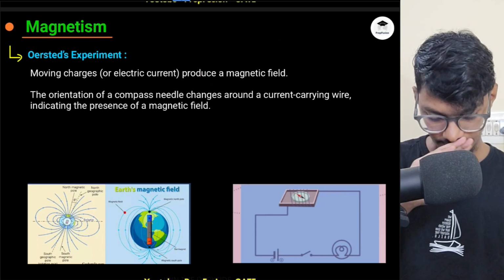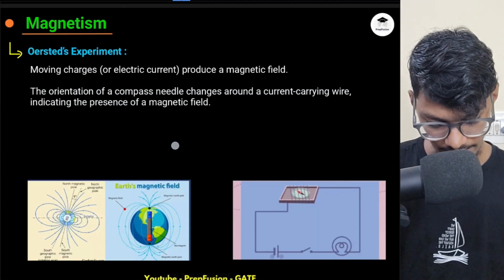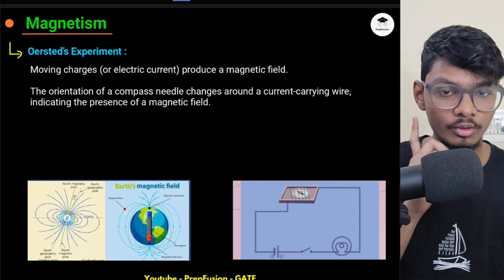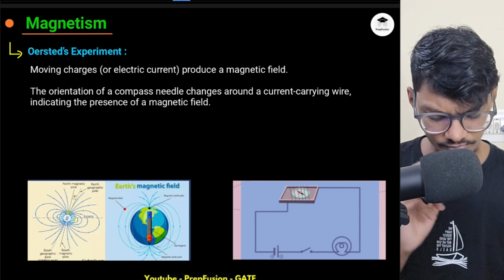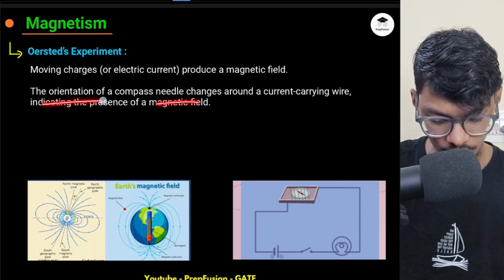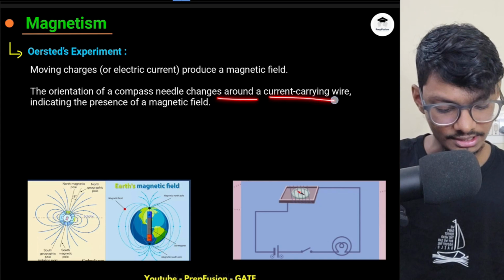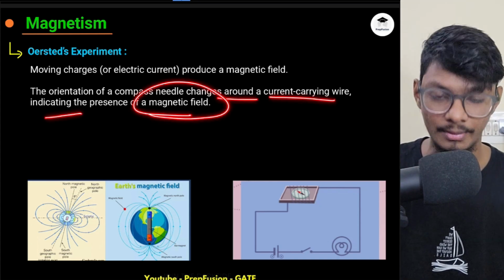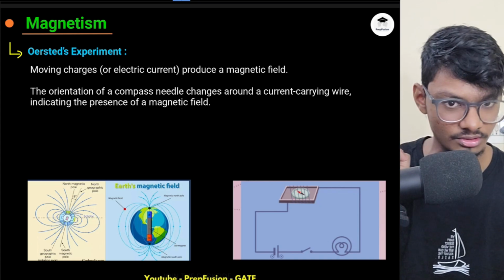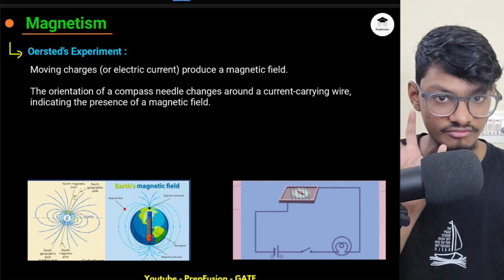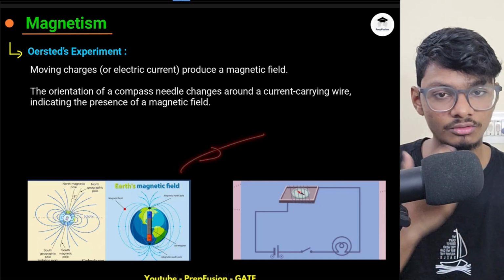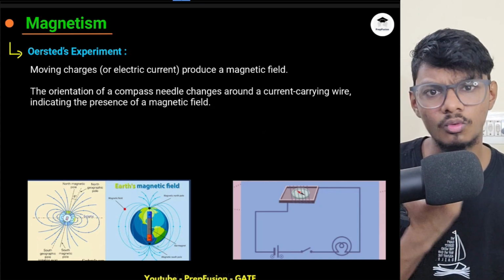Now how do we get to know about this? If you observe a particular device known as a compass, and you move the compass to different places on the earth, you will see the compass deflecting. The orientation of the compass needle changes around a current carrying wire, indicating the presence of a magnetic field. If I move around the earth, the orientation of the compass will change, right? Now if I take that same compass near a current carrying wire, what will I observe? The needle will deflect.